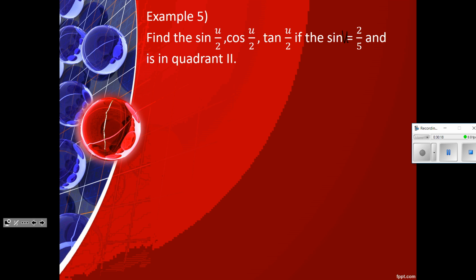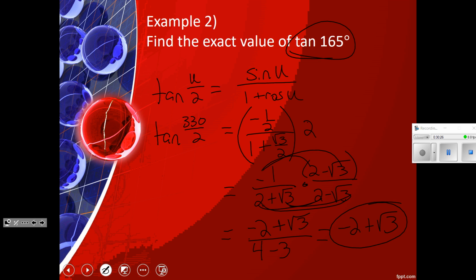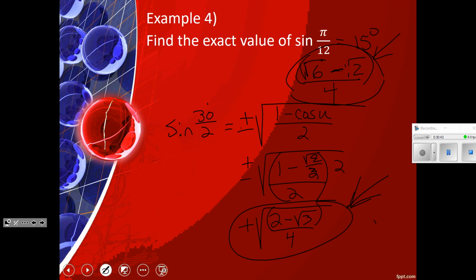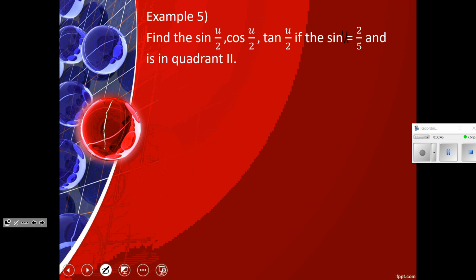Okay, so step 1, we know we're going to plug sine and cosine into these 3 formulas. If we go back and look at our formulas, I know that I'm going to need the cosine and the sine. I don't think I need the tangent. You can find the tangent if you want, but I don't think you're going to need it. So before we plug into the formulas, just like we did yesterday, let's find what we're going to use.